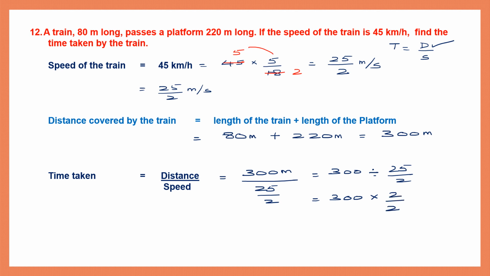So 2 by 25. Now we can cancel. 25 into 12 is 300. Okay, so 25 into 1. Now multiply the numerators. 12 twos are 24. And since everything else is in meters per second, since we are looking at the time, this is 24 seconds. So what have we found? We have found the time taken, and that is 24 seconds. So we have found this also. We've been asked to find the time taken by the train, and the time taken by the train is 24 seconds.